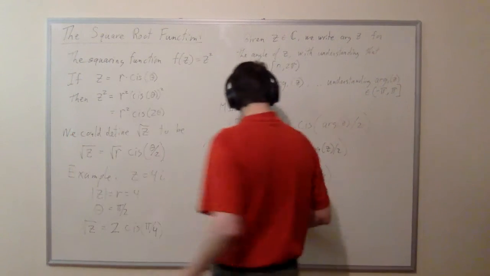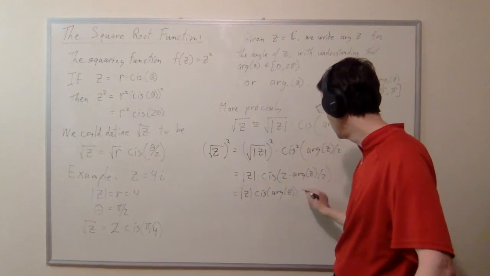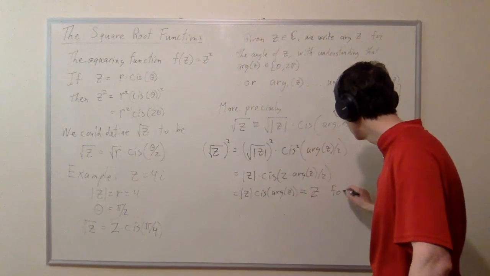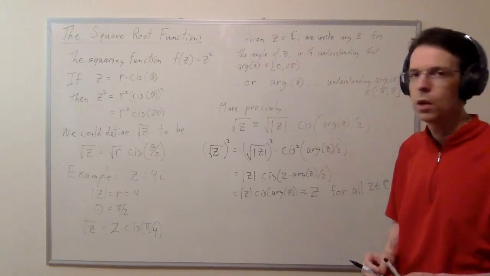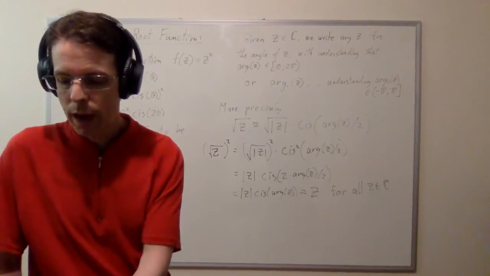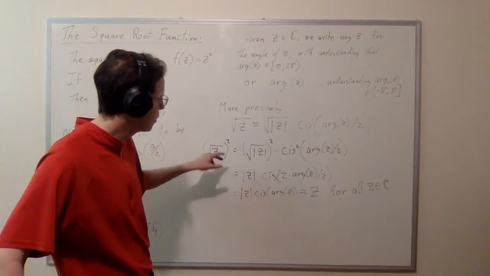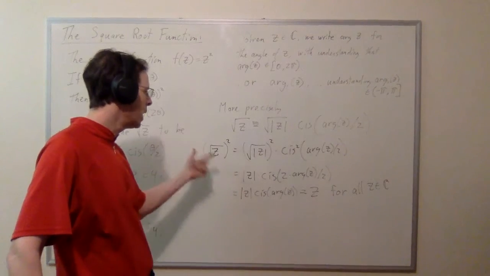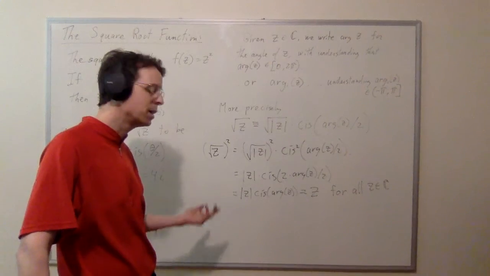And cis arg z is cis of the exact angle that makes z, and this is the modulus of z, and so that gives us z. And this is true for all z in the complex plane. So we've just shown that the square root function is an inverse to the square function. Well, let's be careful. We haven't exactly shown that it's an inverse, but we've come close. We've shown that the square root function is a right inverse for the squaring function. If we first perform the square root and then perform the square, then we get back where we started. We haven't shown that it's a left inverse, and in fact, it's not.